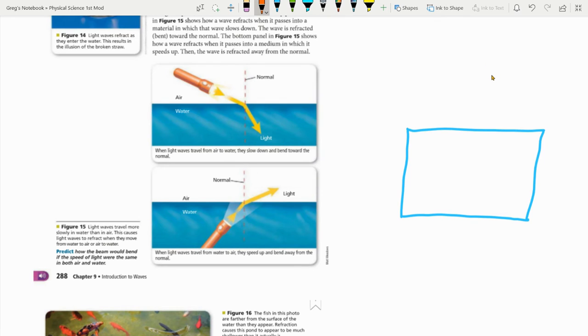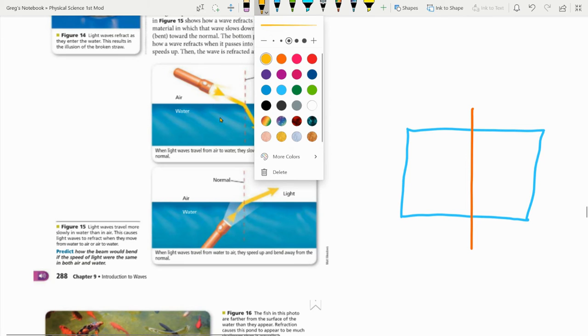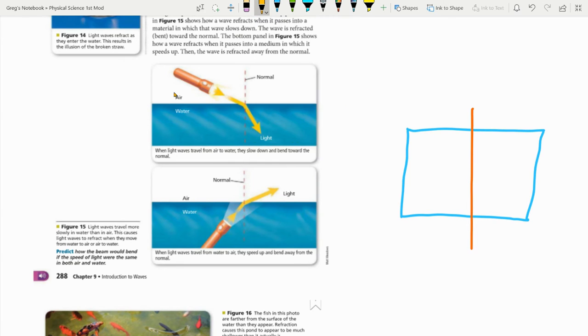Again, we'll go with orange for the normal. I'll put the normal down through here. And again, I'm going to try to use a straight edge. There's my normal. Okay. Now, when this light beam, I'm going to draw both of these figures into one. Okay. So what happens here?